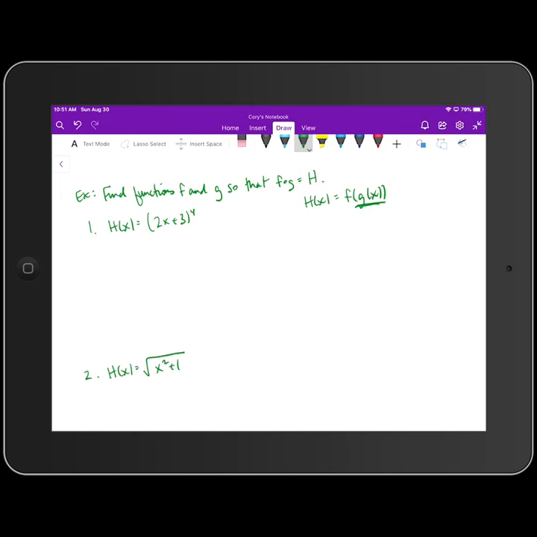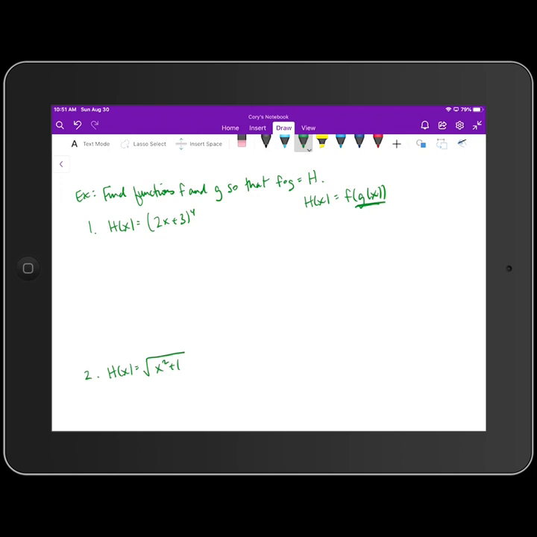Okay, so when we look at number one, we have h of x, which is equal to the quantity 2x plus 3 raised to the fourth power. Hopefully you can look at the function h of x and see that h of x is the composition of two functions.